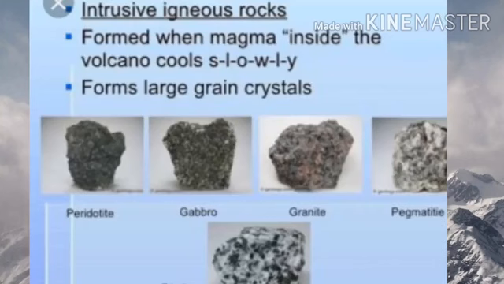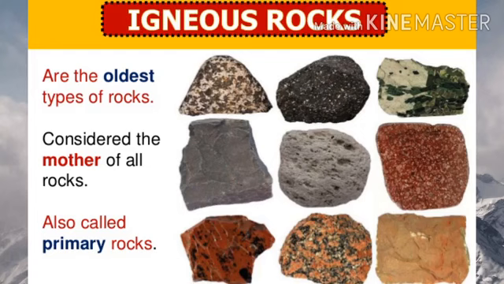When molten magma cools down deep inside the Earth's crust, the cooling process is slow and the rocks so formed have large coarse grains. These are called intrusive igneous rocks. Granite and dolerite are examples of such rocks. These are also called plutonic rocks. These rocks contain large crystals. But how can we identify the igneous rocks? So let's see.